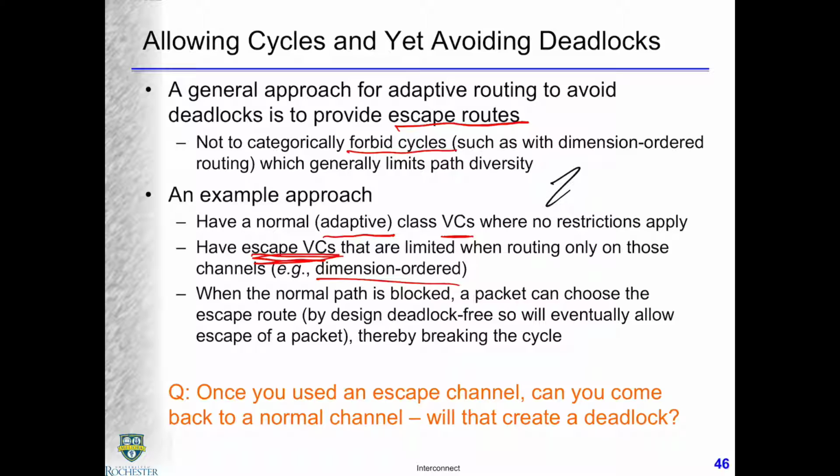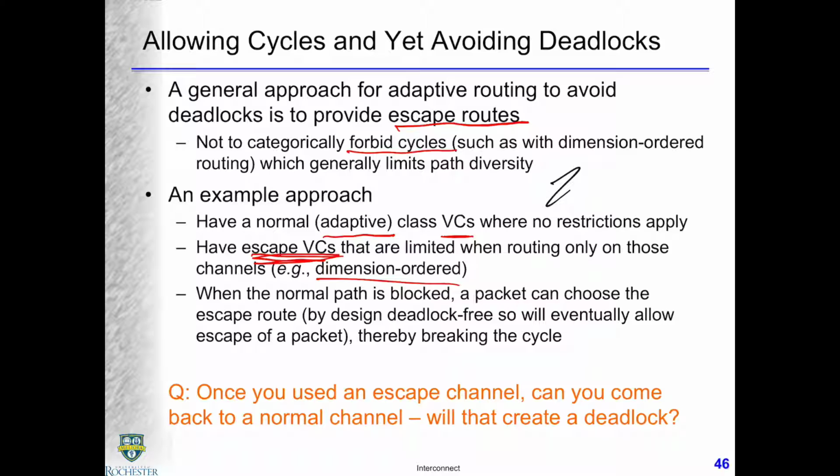Let's say you use dimensional order routing. We know it's bad under a certain traffic pattern. If you remember a slide a couple of videos ago, in a very special type of adversarial traffic pattern, dimensional order routing is horrible in performance. But that's not the point. We're not using that virtual channel to get performance. We're using it in case we run into some deadlock.